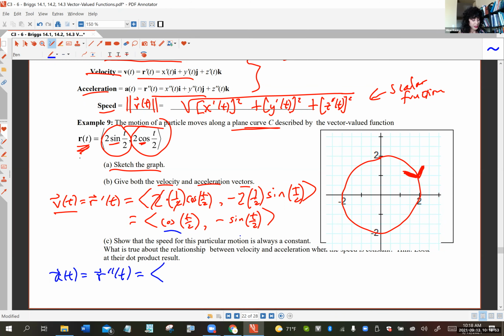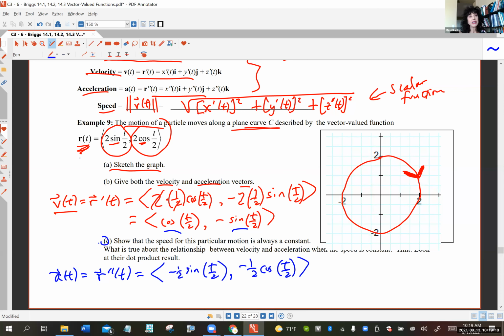And that's going to be the derivative of the velocity vector's component. So the derivative of cos t over 2 using a chain rule is -1/2 sine t over 2. And then the derivative of negative sine t over 2 is -1/2 cos t over 2. And we're done with letter A.